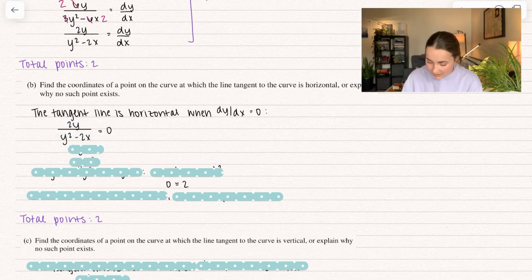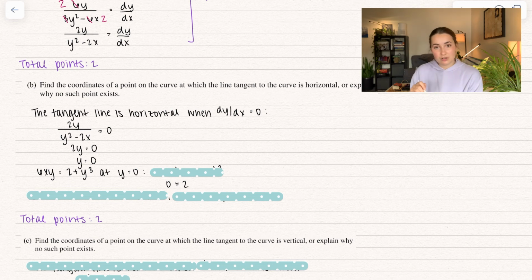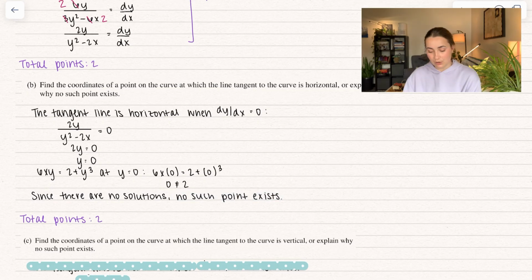So let's go ahead and set it equal to 0. The only time it's going to be 0 is when the numerator is equal to 0, and here we can solve that down and get y is equal to 0. So what I want to do is I want to take our original equation, 6xy is equal to 2 plus y squared, and I want to plug in y is equal to 0. So when I do that, I end up getting 0 is equal to 2. This is not a true statement, therefore there's no solution. So we have, since there are no solutions, no such point exists.